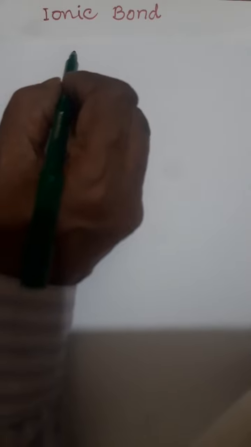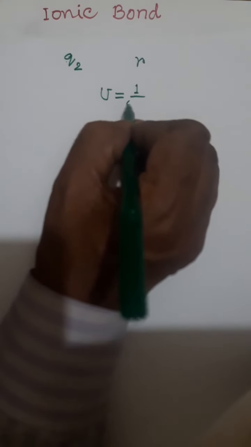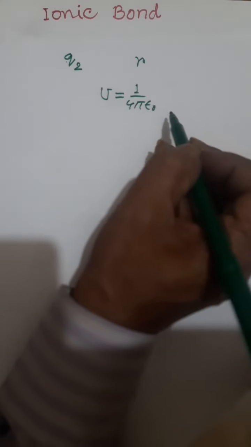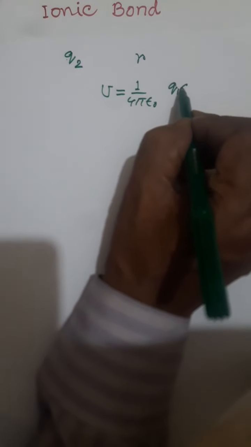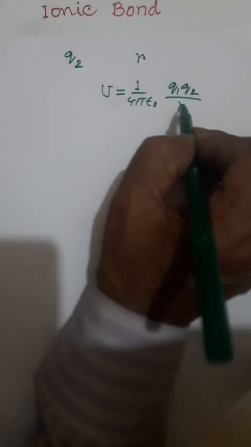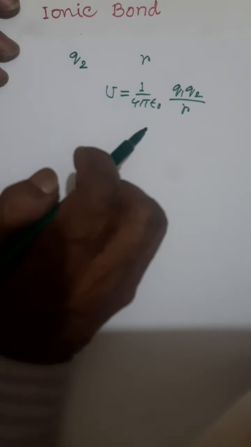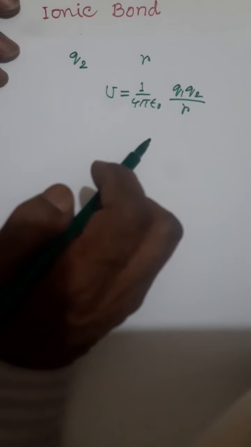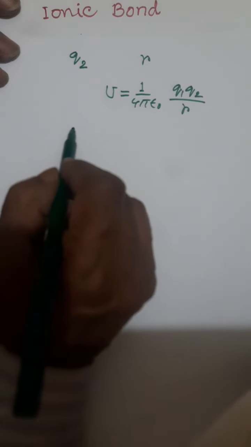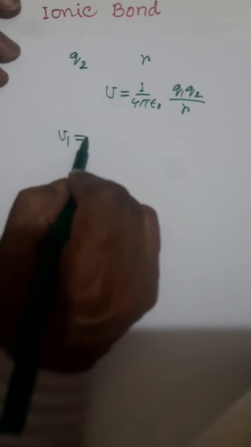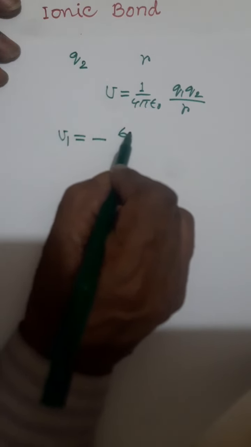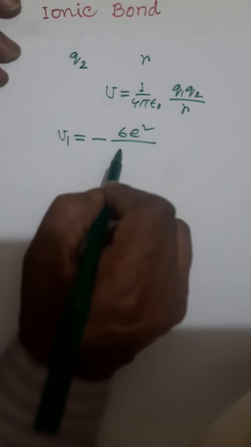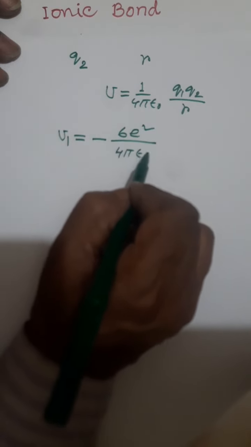The potential energy of a charge Q2 at a distance r from a charge Q1 is U equal to 1 by 4 pi epsilon naught, Q1 Q2 divided by r. The potential energy of a sodium ion due to 6 neighbor chlorine ions is U1 equal to minus 6 e square divided by 4 pi epsilon naught r.